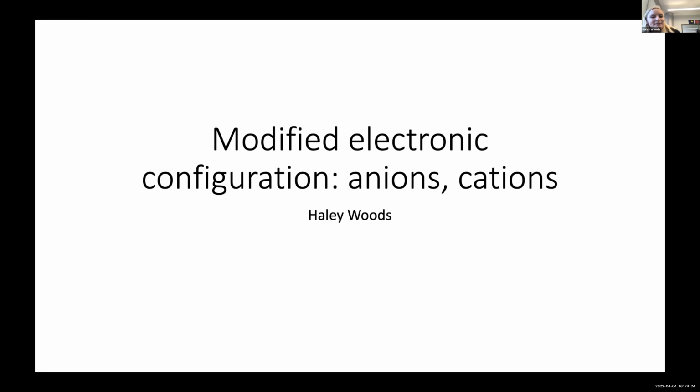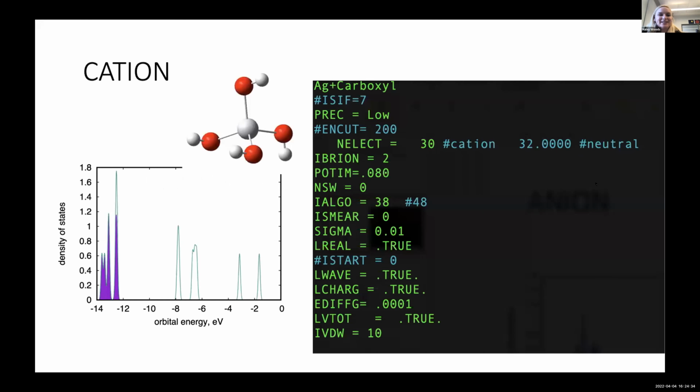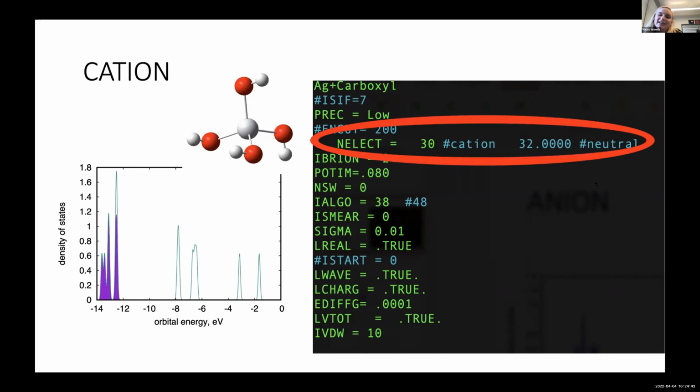Thank you. Yeah, I'm going to be talking about modified electronic configurations, more specifically how to make cations and anions. So here's the titanium-based complex we've been working on in class. And in order to change the charge on your molecule, you add this line NELECT into your INCAR file. The neutral number of electrons in this molecule is 32. So to make it a cation, I change the number of electrons to 30.